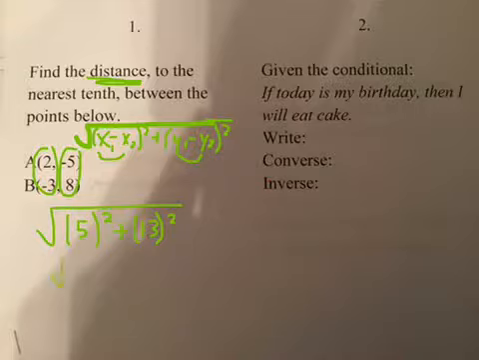So on your calculator, 25 plus 169, square root of 194. And I'm not going to do that calculation right now. I'll let you do that. You can push the buttons.